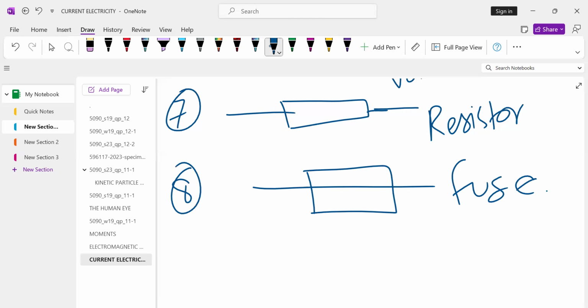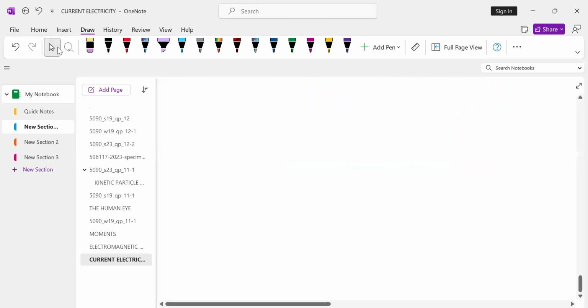For example, in P1, four symbols would be given to you, and they would ask which one is a fuse, or which one is a resistor, or which one is a variable DC supply or an AC supply. So you need to remember these symbols.